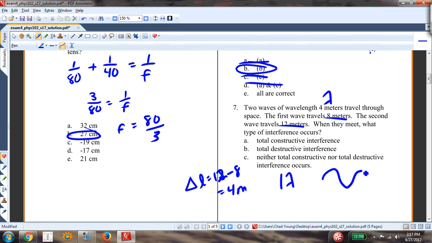So it's like if I have a wave like this, and then my next wave starts 1 wavelength away. I see that's not very good. My peaks and peaks are going to line up, my troughs and troughs are going to line up. So that's constructive interference.